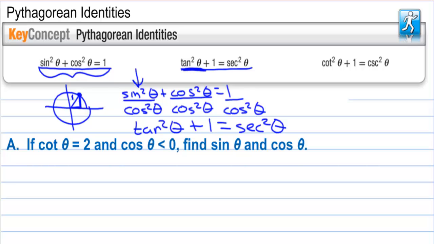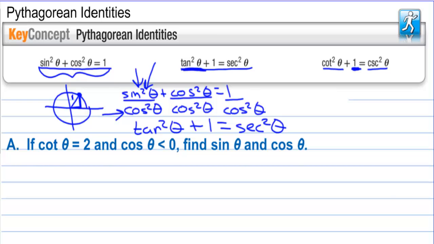If you take the original one now, instead of dividing by cosine, we divide by sine, then you'll have cotangent squared plus 1 equals cosecant squared. As a matter of fact, if you divide this by sine squared, you actually get the 1 first, but it's addition, so it doesn't matter what order it's in.